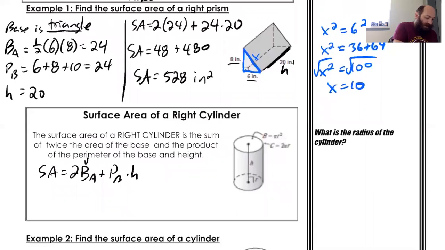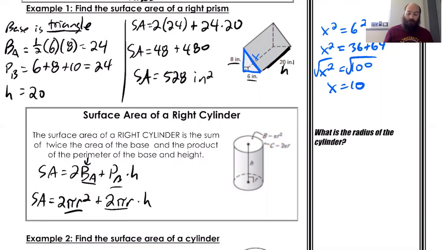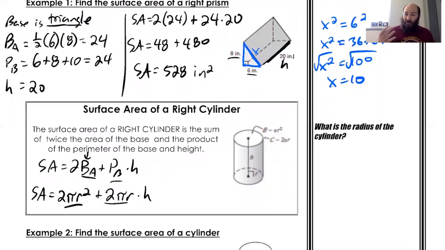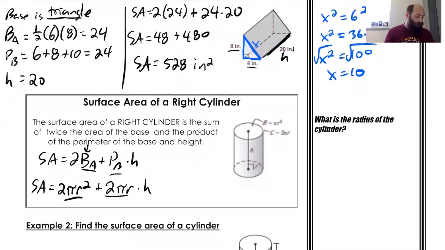But if I replace the area of the base, I can do it like this, where it's 2 times pi r squared instead, because that's what this is. Perimeter of the base, again, we said it was a circumference, so that's 2 pi r. That's what that represents, times h. So that means I can use this modified formula if I want to instead.